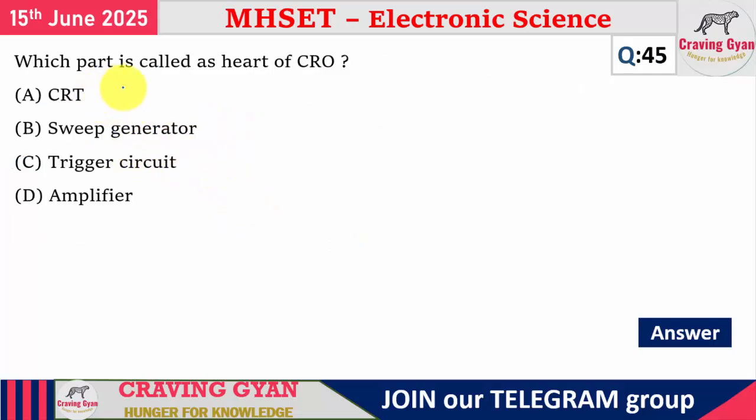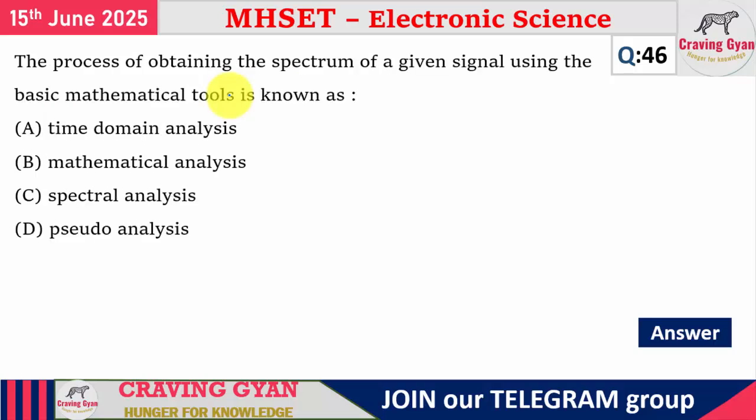45th question, which part of CRO is called its heart? It is the CRT, cathode ray tube. CRO stands for cathode ray oscilloscope, so the heart of CRO will be the CRT. Here you make use of a tungsten element to emit a beam of electrons. Important: you heat it such that the electrons are emitted out of it.